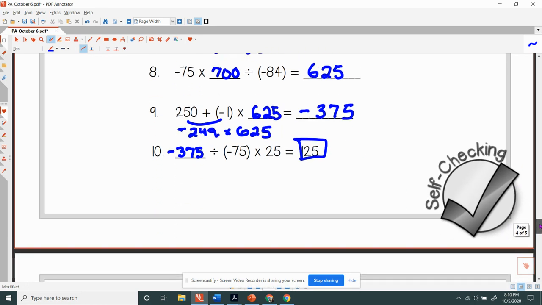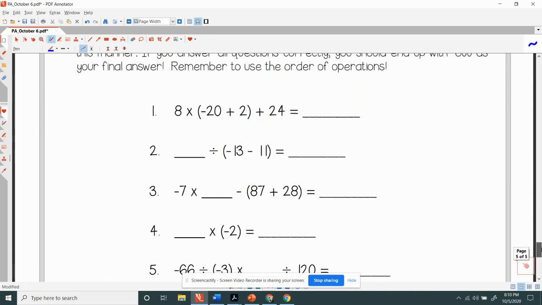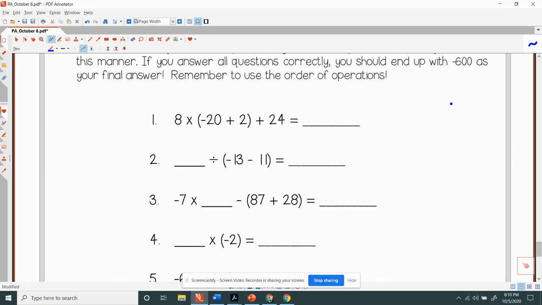Ooh, had to get the calculator out for that one. Let's try the really hard one. How did you do? Okay, same thing, but we're going to end up with negative 600. So work in the parentheses first. Negative 20 plus 2 is negative 18. So 8 times negative 18 plus 24, and that will equal negative 120. That goes here.